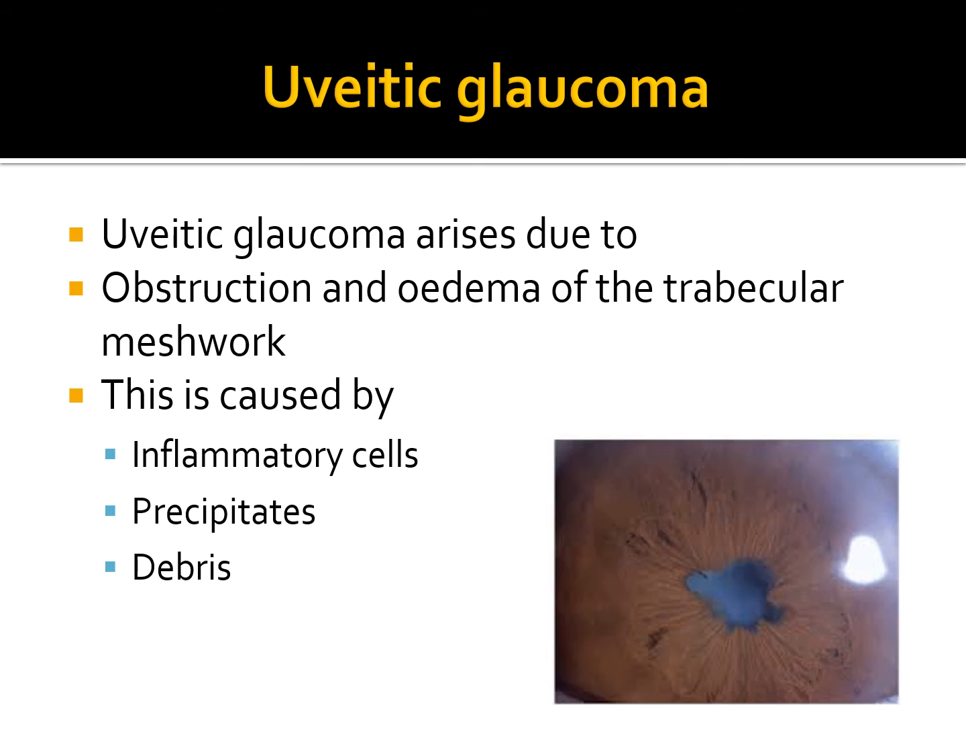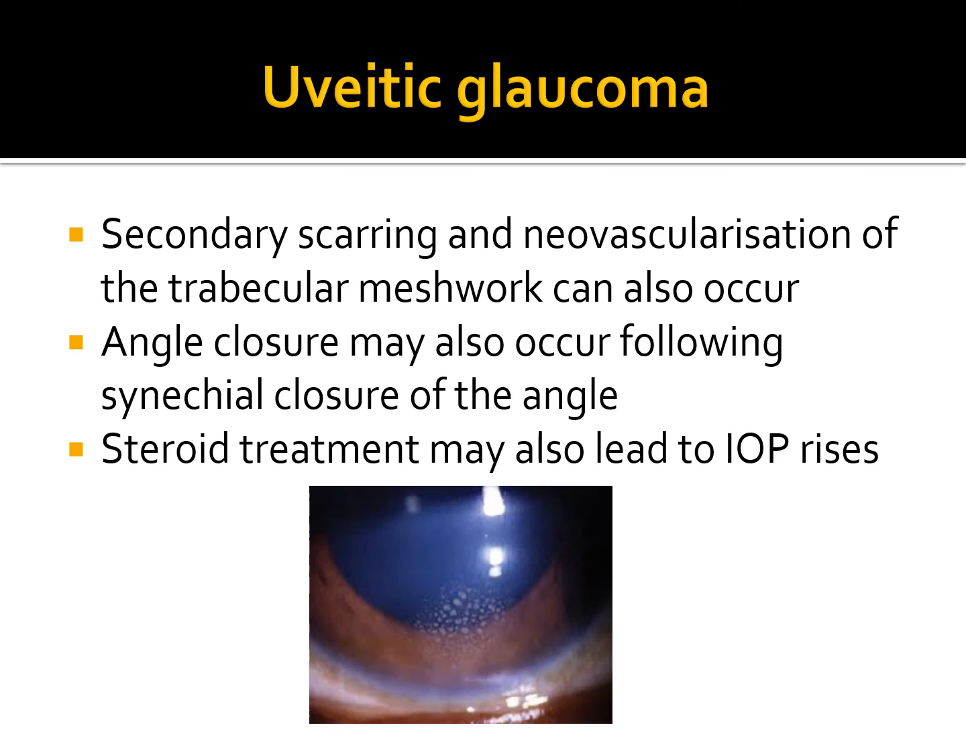Uveitic glaucomas arise because of obstruction and edema of the TM, caused by inflammatory cells and precipitates and so on. You can also get secondary scarring and neovascularization of the TM, and angle closure may also occur with synechia forming. And steroid treatment obviously also leads to IOP rises, because you're going to be treating these people with steroids, aren't you? So you need to be on your toes.